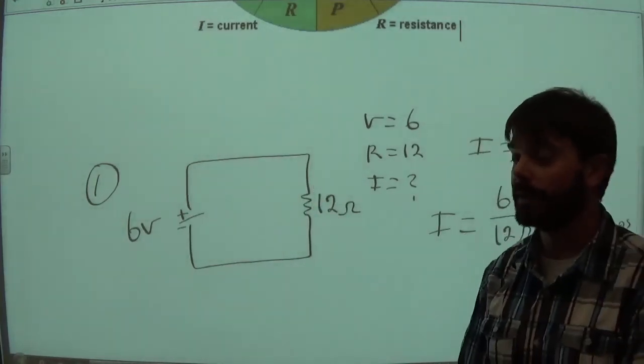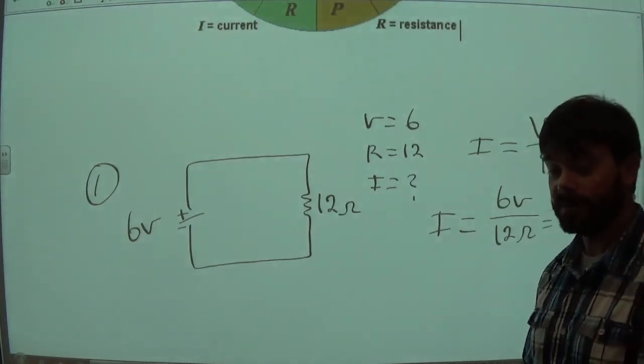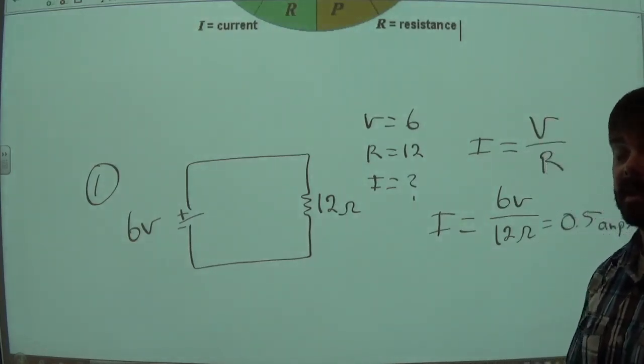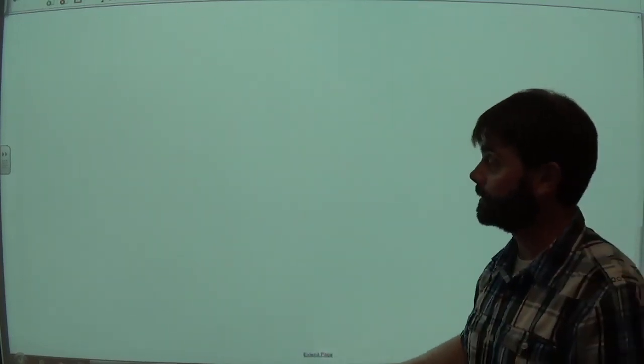Now, as we go along, we're going to talk about what happens if you have more than one resistor in a row, or in series, or what happens if you have things that are wired in parallel. We're going to get to take a look at those in the next couple of examples.